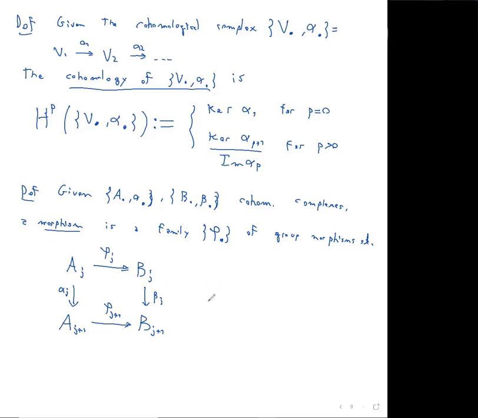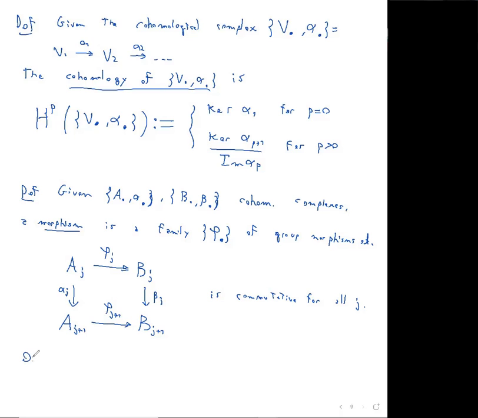If this is commutative, for all J. Just think that you have one complex here, this is A, and you have the other one here, B, and you just map level by level, but you can take all possible directions. So quite intuitive.